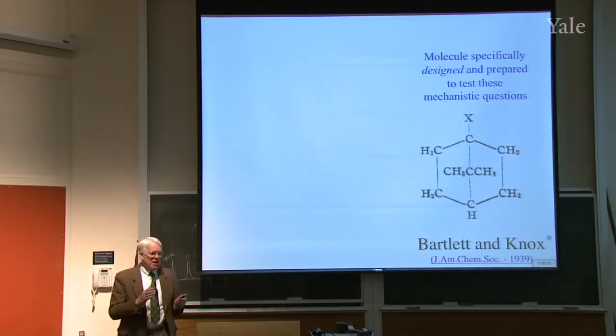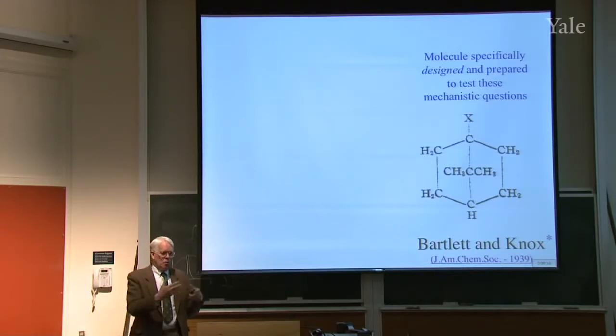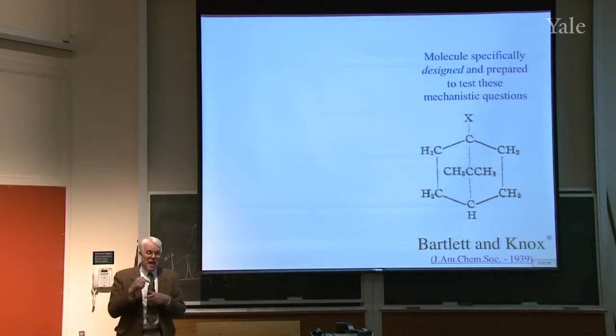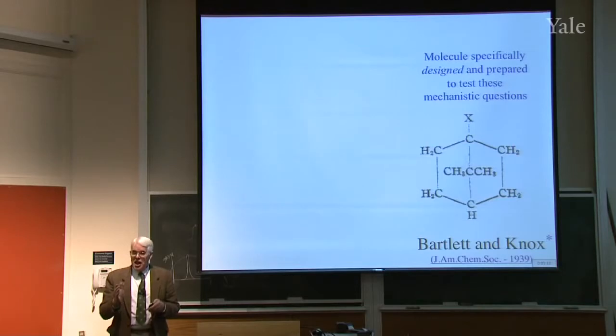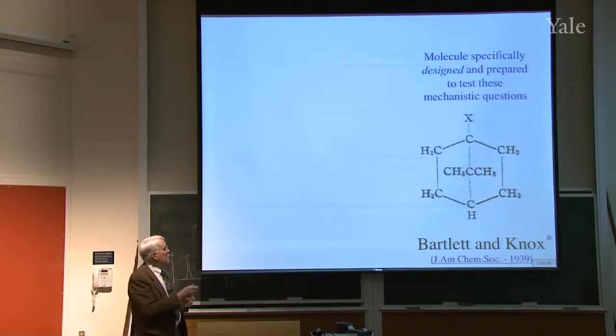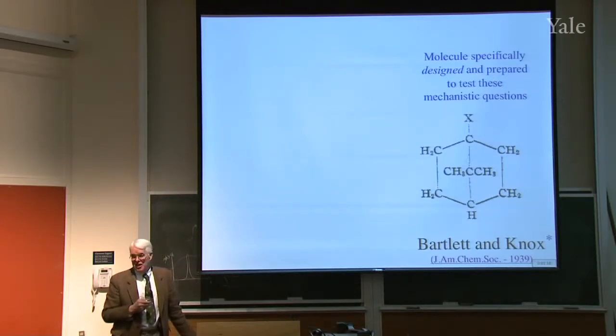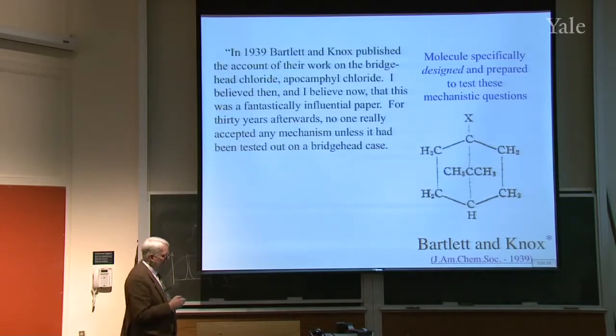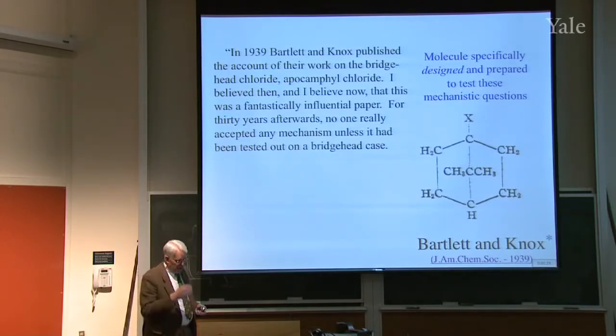This is rather different than just taking things, reacting them, messing around, observing what happens, and then trying to interpret it. They specifically designed a molecule that would test these questions about whether you could have front side attack, whether you could have a non-planar cation, and one that wouldn't be complicated by other problems. So they thought through very carefully and designed it, and then Knox had to prepare it and study it. Right?